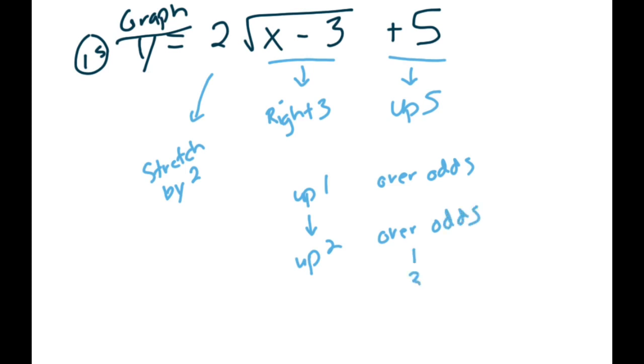And my odds are 1, 3, 5, etc. So to get my next point, I go up 2 over 1, then up 2 over 3. And then on my graph, up 2 over 5 would be somewhere up here. One more up, can't reach it. But this would be what my graph looks like.